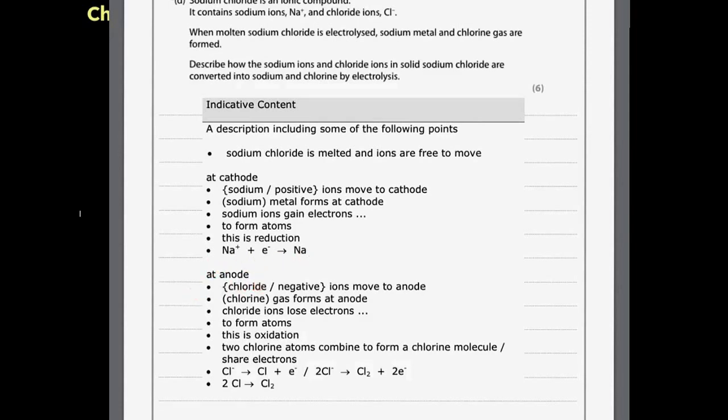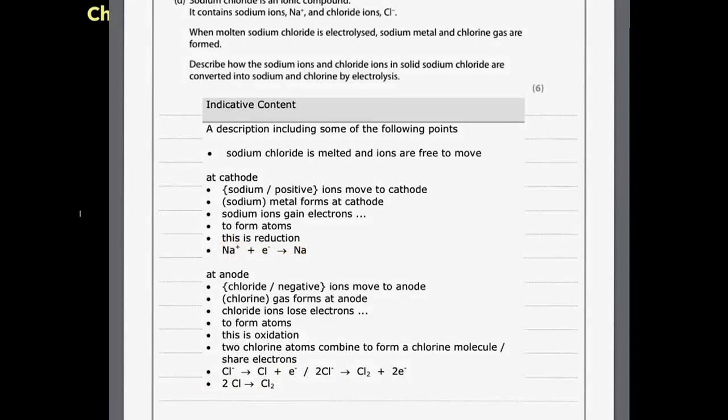So at the anode, the chloride is negative, so the ions move to the anode. Gas is formed at the anode. Chloride ions lose electrons to form atoms. This is oxidation. Two chlorine atoms combine to make a chlorine molecule, and they share electrons. And they've given you another half equation here and here.